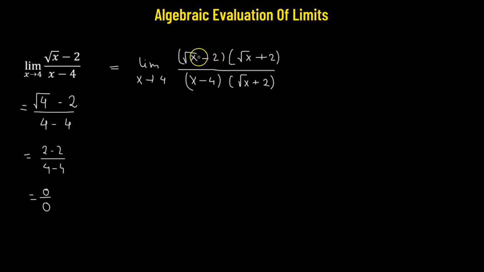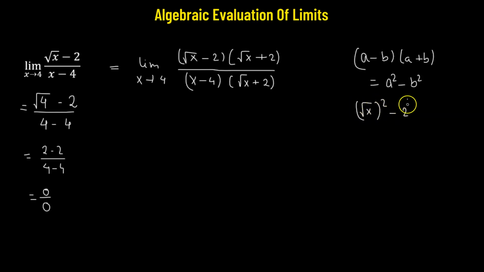Now, the whole reason for doing this is that in the numerator we have an expression of the form a minus b times a plus b, where our a is represented by square root of x and b is 2. So this is actually a squared minus b squared. So that means we have square root of x whole squared minus 2 squared. That means on the numerator we will have x minus 4.